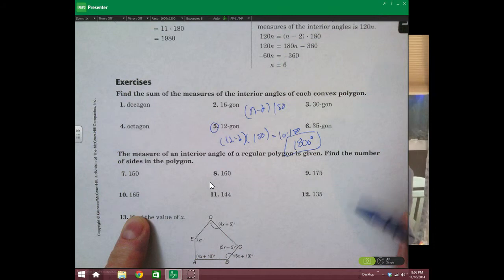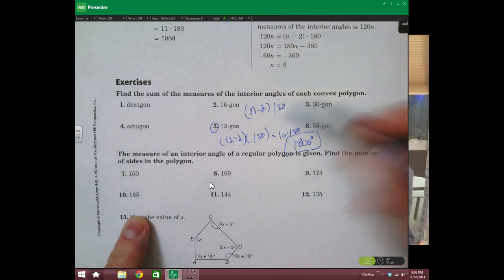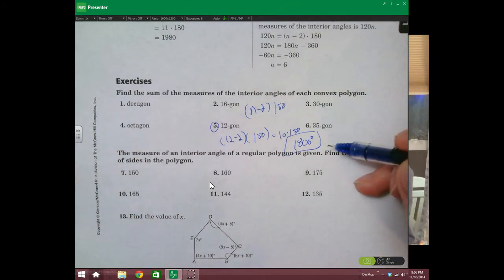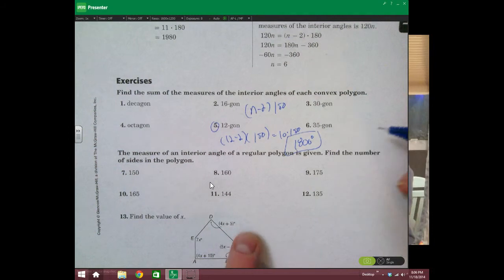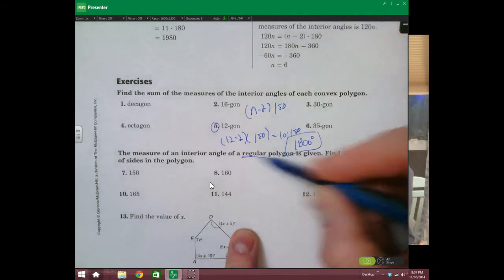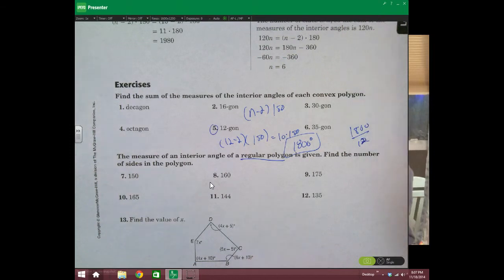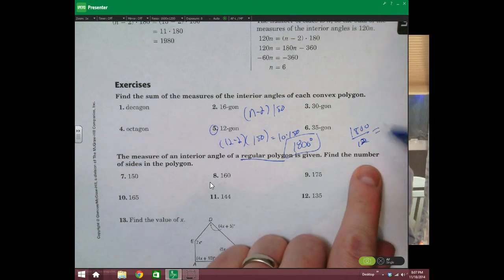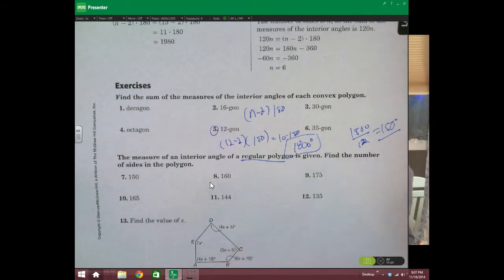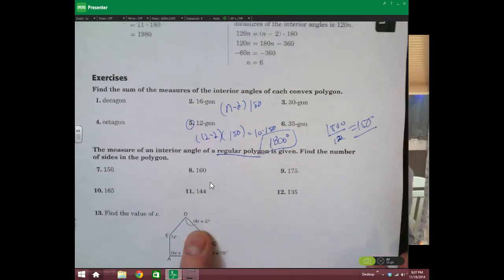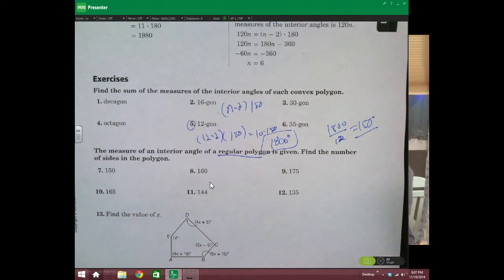Now, they didn't ask this, but if they wanted to find one interior angle, and they're all the same, for instance a regular polygon, you would just take 1800 divided by 12, and you can use a calculator for that. 1800 divided by 12 is 150 degrees. So it'd be 150 degrees for one interior angle if they were all the same. If they're different, then that throws off everything.